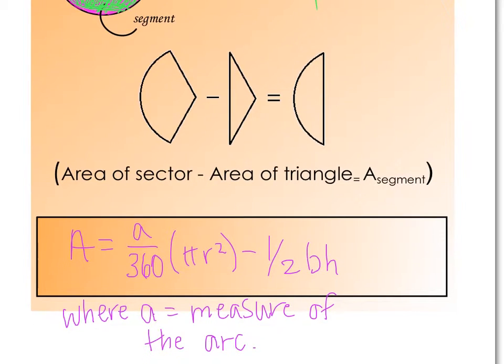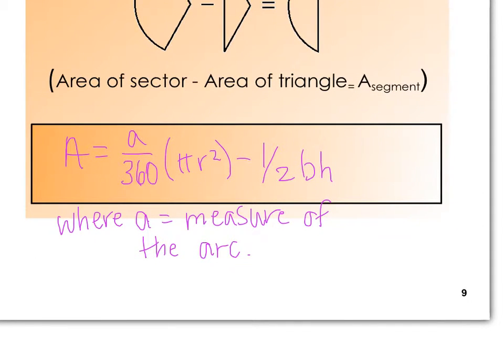Copy this down into your notes. Capital A, or the area of the segment, we draw a subscript, equals little a over 360 times pi radius squared, subtract 1/2 base times height, where little a is the measure of the arc, and the base and the height are generally the two perpendicular sides of the triangle.